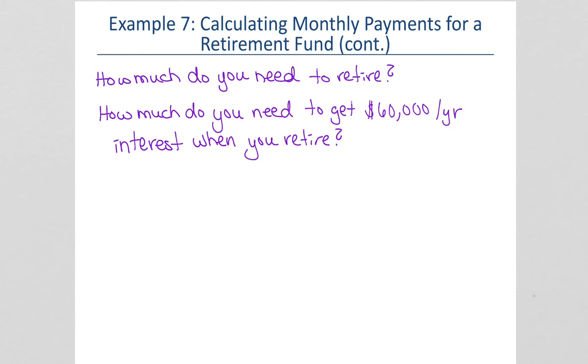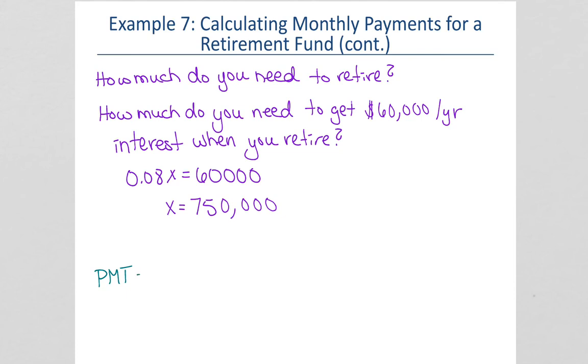Okay, so to find that, we need to figure out 8% of what would get you $60,000. So divide by 0.08. You need to have $750,000 in your retirement account when you retire.